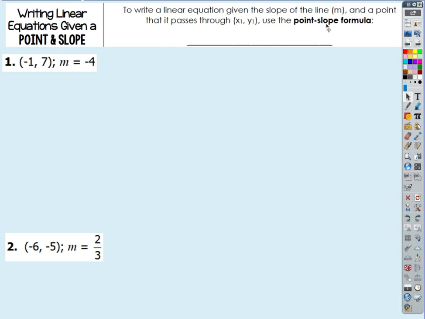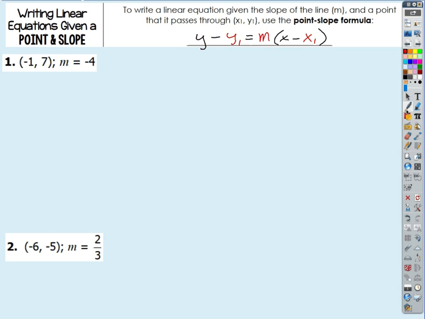Okay? Then we use the point-slope formula, which just goes like this. y minus y1 equals m times x minus x1, where the red parts, the m and the x1 and the y1, are the numbers we're plugging in. Those are the values that describe our line. It's the slope and the coordinates of a point that our line passes through.